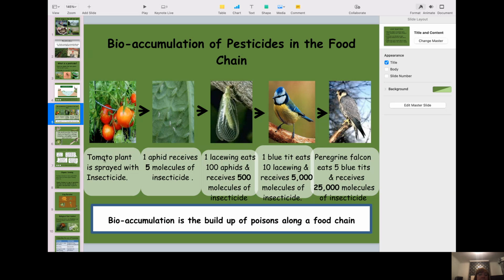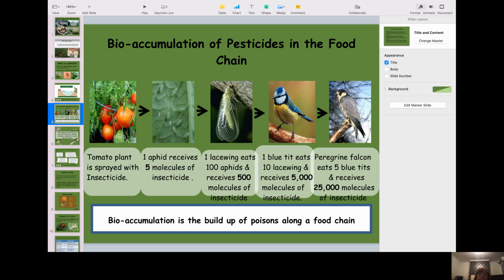So the first picture is the tomato plant, and that's sprayed with insecticide. Insecticide is exactly the same as pesticide. Then the aphid, now these tiny little green things, these are called aphids. They're just little bugs. They live on the tomato plants. So as they are eating the leaves and the sap within the tomato plant, they're getting 5 molecules of insecticide.